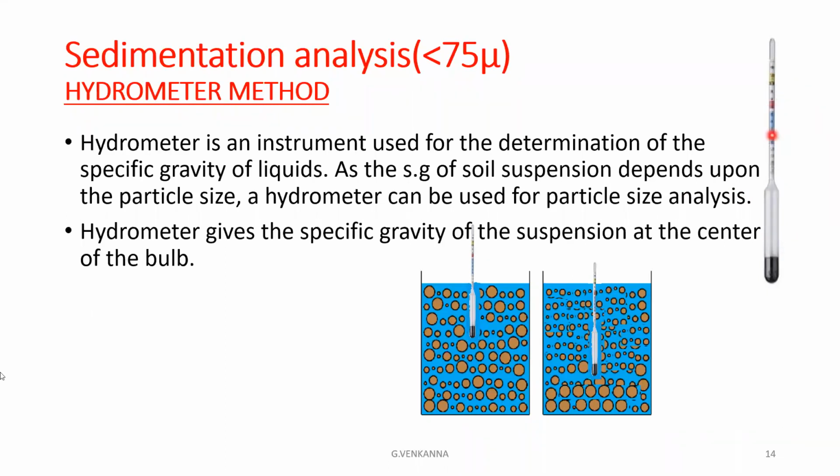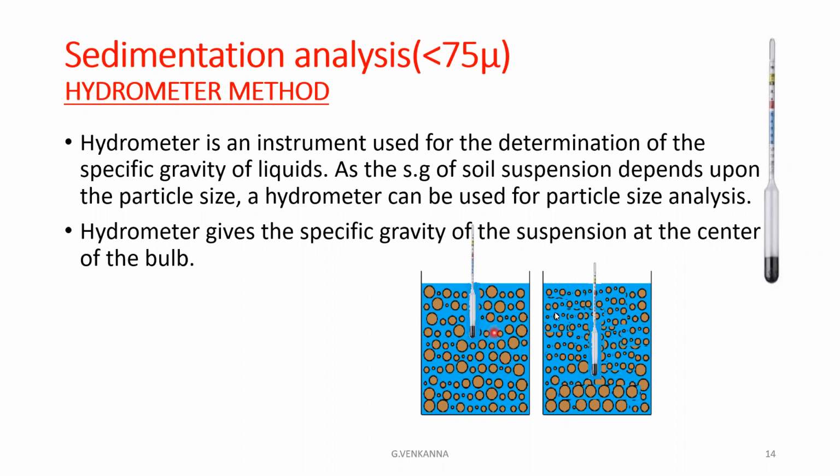At the beginning of the sedimentation, all the particles are uniformly dispersed and uniformly concentrated. For this, the sedimentation tube is placed at the top. Due to the uniform suspension and uniform particle size distribution, the specific gravity is uniform. The hydrometer is placed at this place.